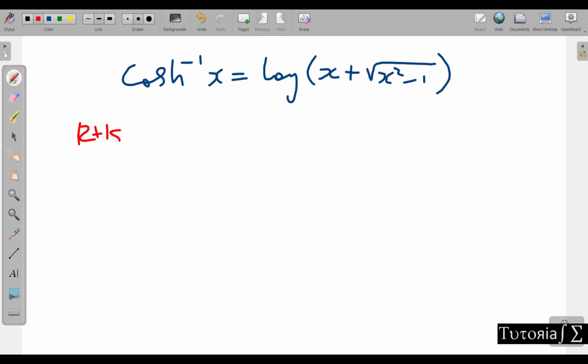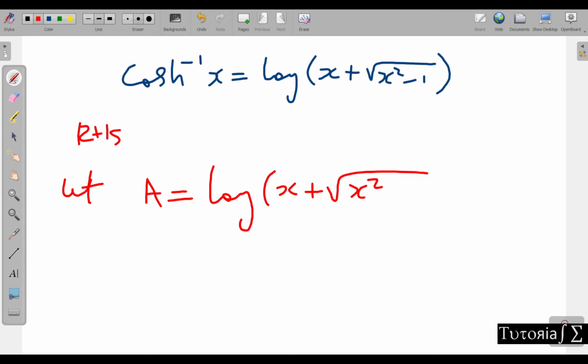Right hand side, we let Z, or you can choose any letter of your choice. Which letter should we choose? Apart from Z, so that we don't confuse it with that Z. Which letter should we choose? We let A equal to the log of x plus the root of x squared minus 1.